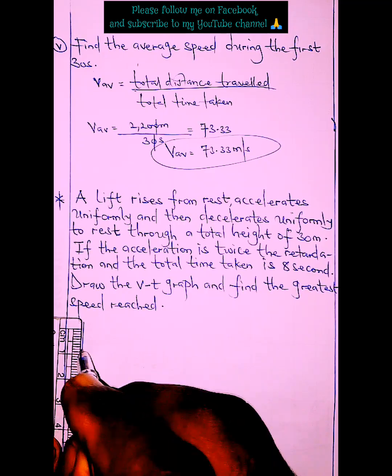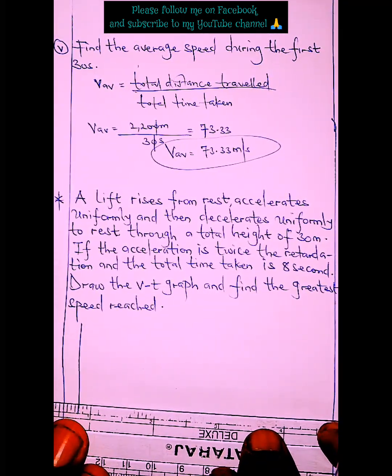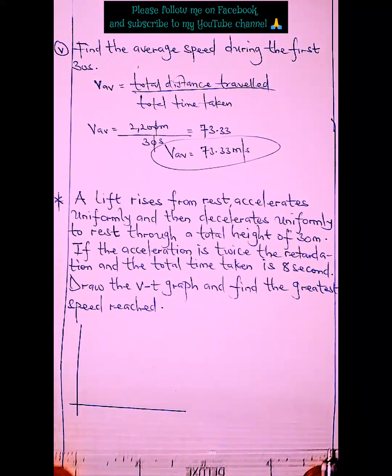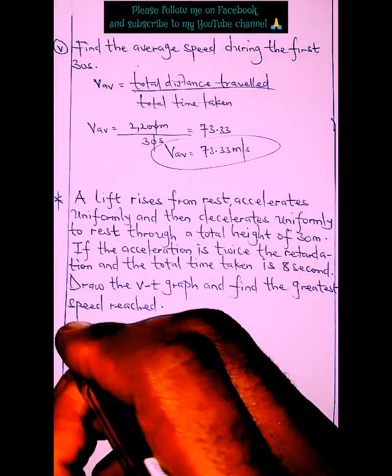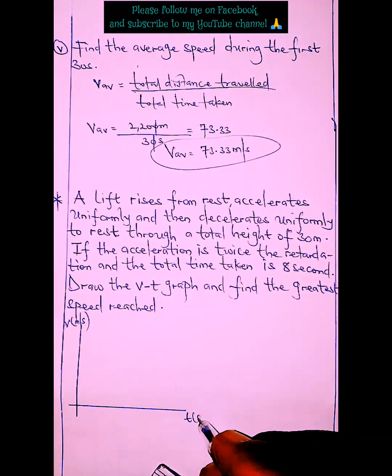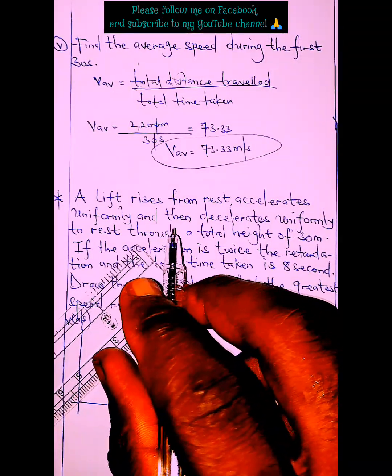So right here, we have velocity, and here we have time on the x-axis. Don't forget that velocity is in meters per second, while time is in seconds. So let's quickly try to interpret what this question says.